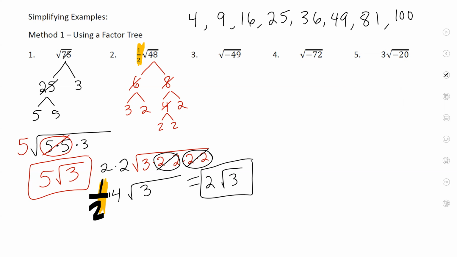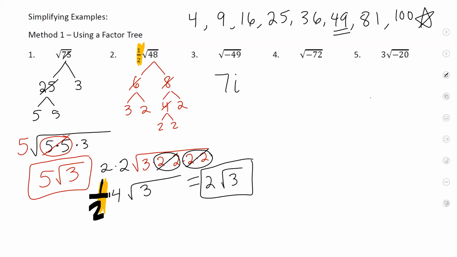Let's try number 3. Oh, guys, look, this is part of my list. I know what the square root of 49 is. What is it? 7. So this is just 7i. The square root of 49 is 7, because 7 times 7 is 49.